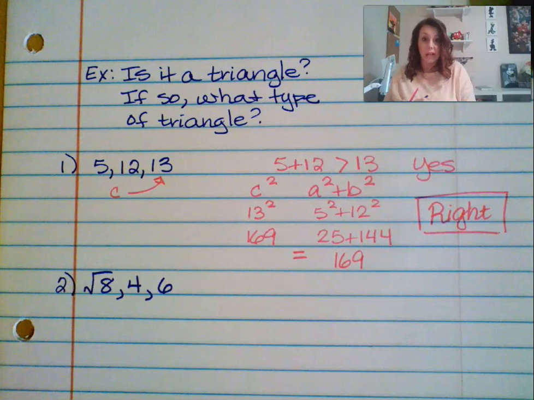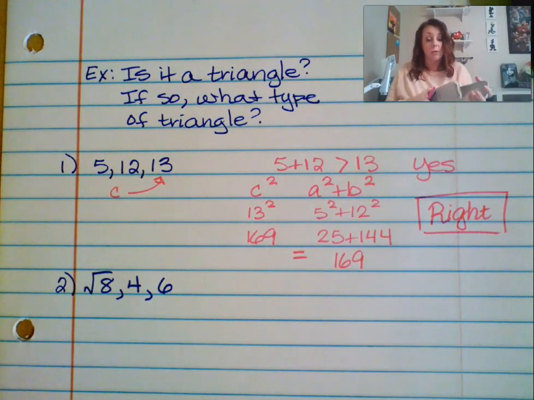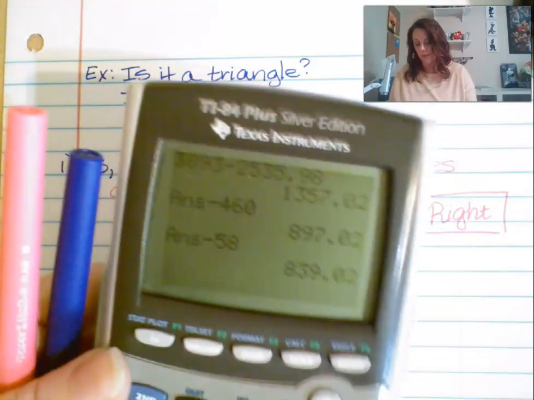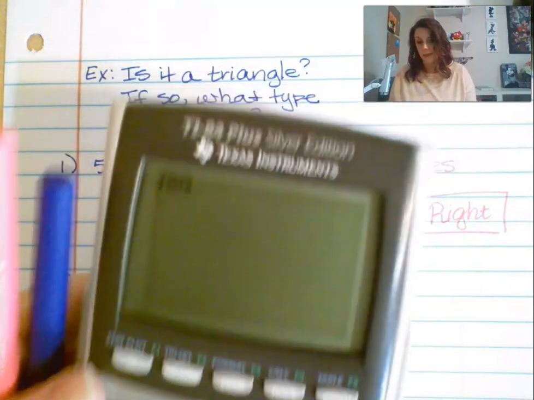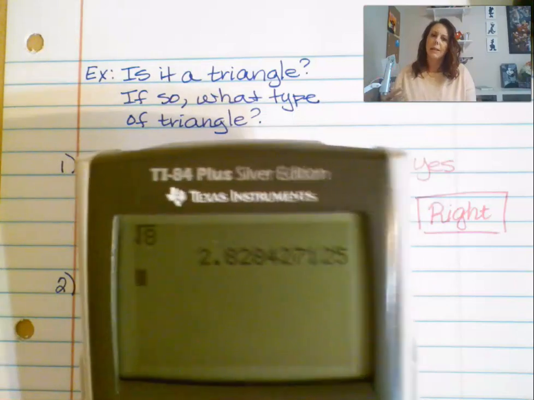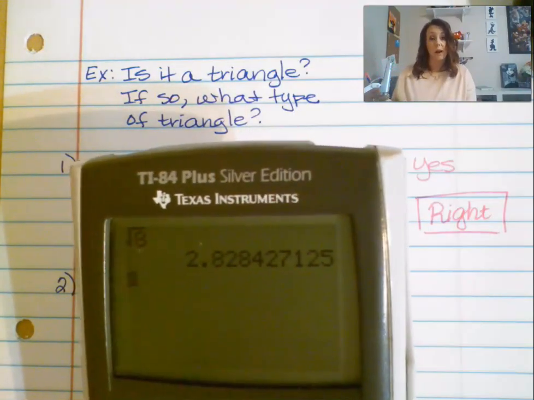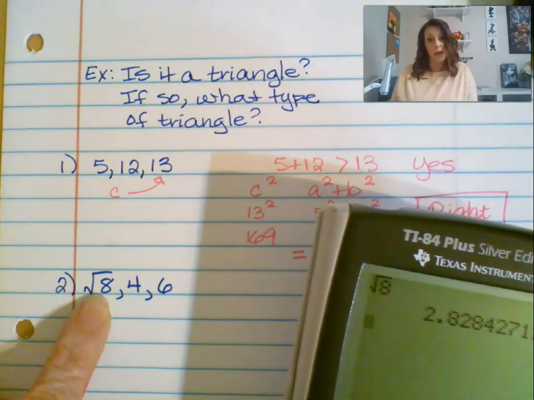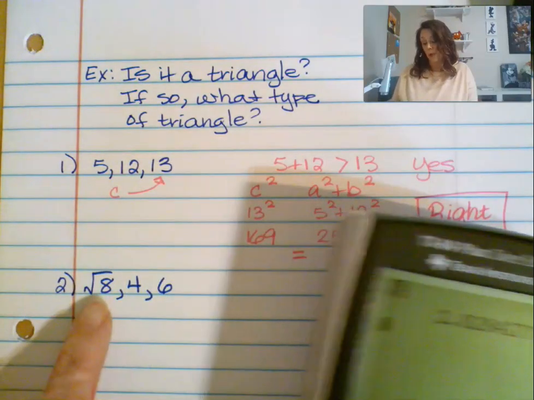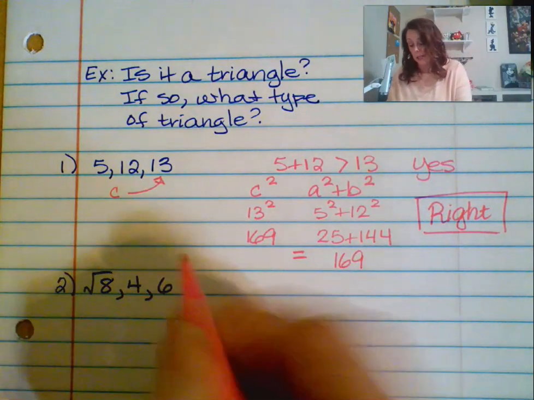Let's grab a calculator for a moment and figure out what decimal value the square root of 8 has. We type into our calculator the square root of 8. It's approximately 2.8. Why do I need to know that? Because I need to identify which side is c, the longest. I don't know the square root of 8 off the top of my head in decimal form. If I look at the decimal form, which is about 2.8, this one's 4 and this one's 6, then that tells me the 6 has to be the c value.